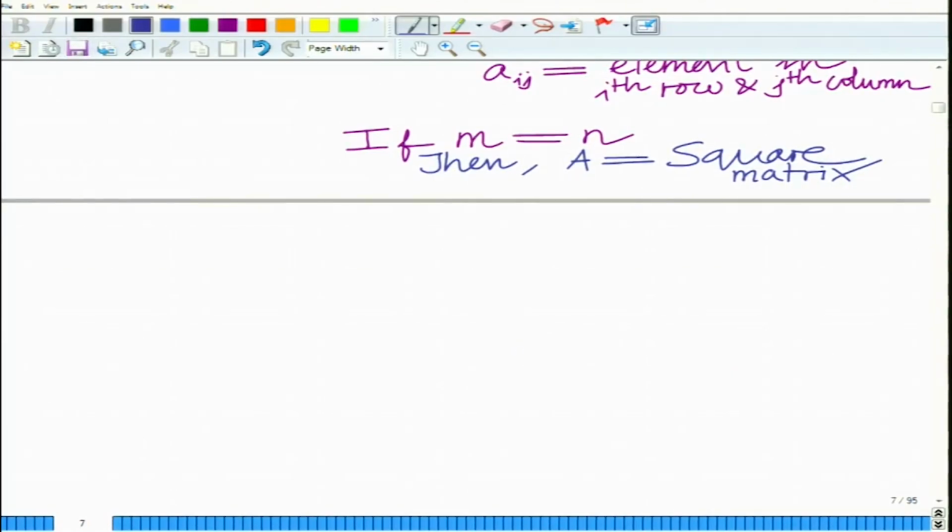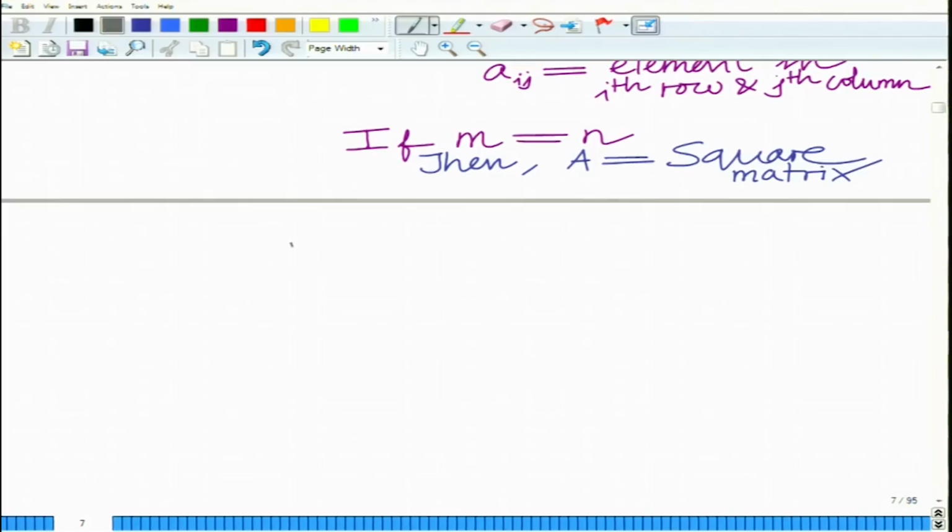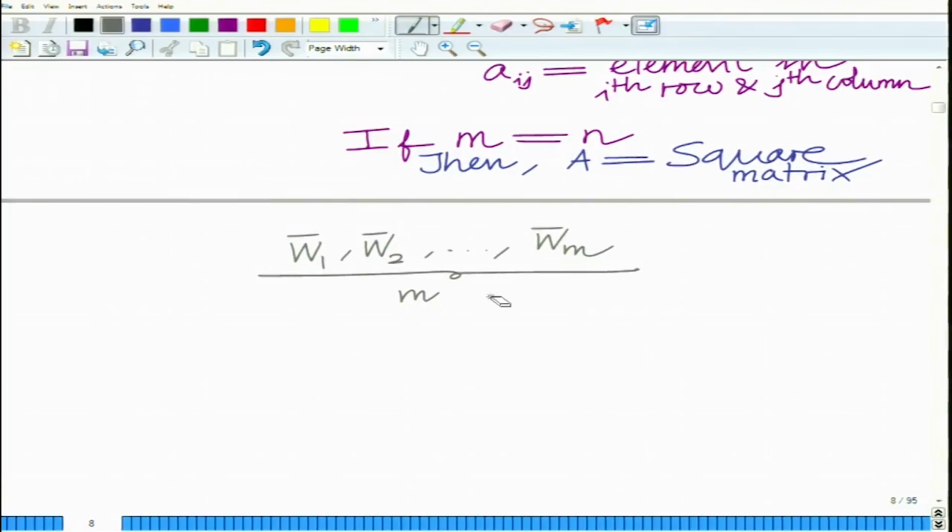Okay. Let us now look at an important concept of the row space and column space. Now, to first understand this concept of a row space and column space of a matrix, we have to understand what we mean by the space and what we mean by the rank of a set of vectors. So, let us start with this notion of rank. Let us consider vectors W bar 1, W bar 2, so on up to W bar m. This is a set of m vectors.